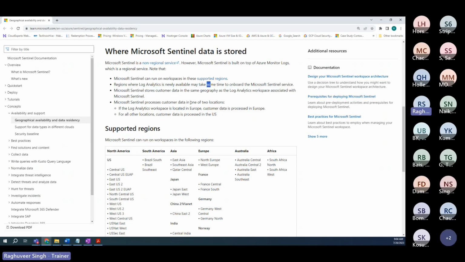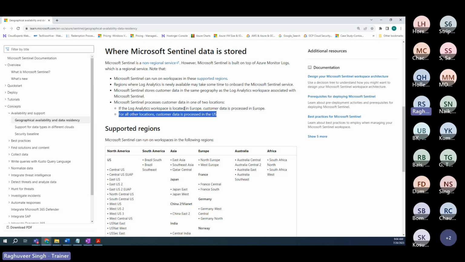Microsoft Sentinel is not available in all the regions. So Microsoft Sentinel processes customers' data in one or two locations. If the Log Analytics workspace is located in Europe, customers' data is processed in Europe. For all other locations, customer data is processed in the US. Now, this is where the crux is.